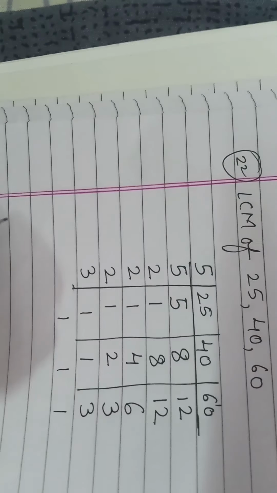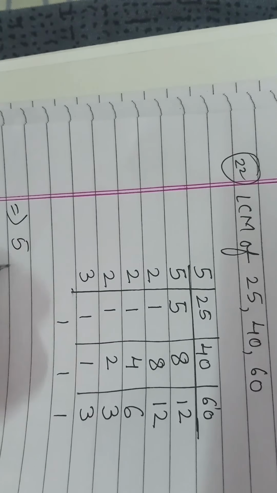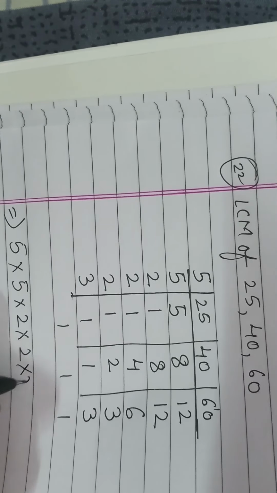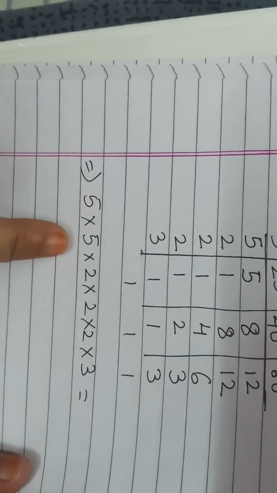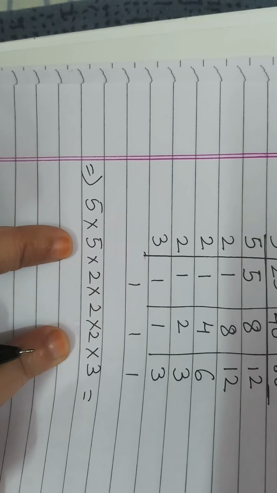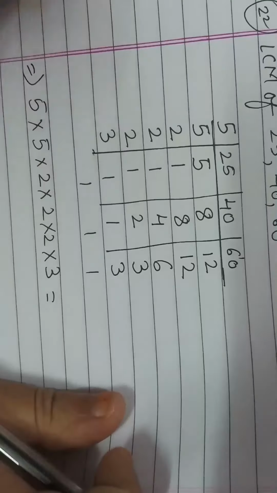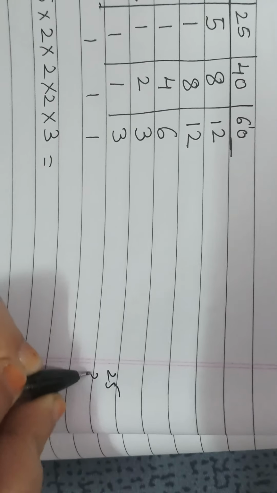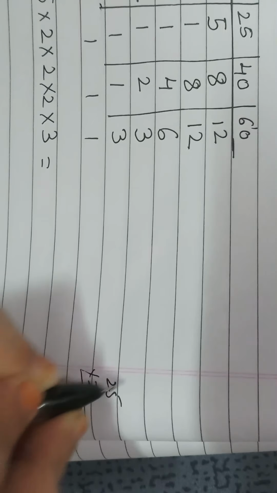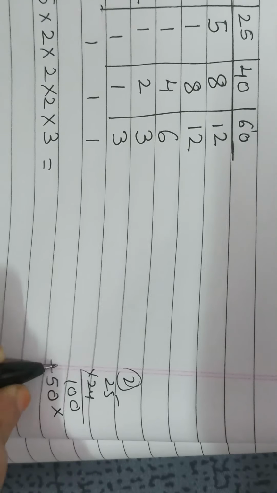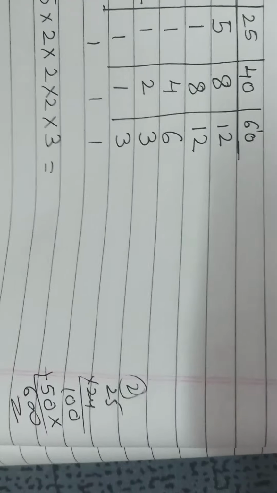So what are the LCM or what are the factors? So 5 into 5 and 2 into 2 into 2 into 3. Now multiply. 5 5 ja 25, 25 2 ja 4, 4 2 ja 8, 8 3 ja 24. So just multiply 25 into 24. So when you multiply 25 into 24, we are getting 600. Okay.